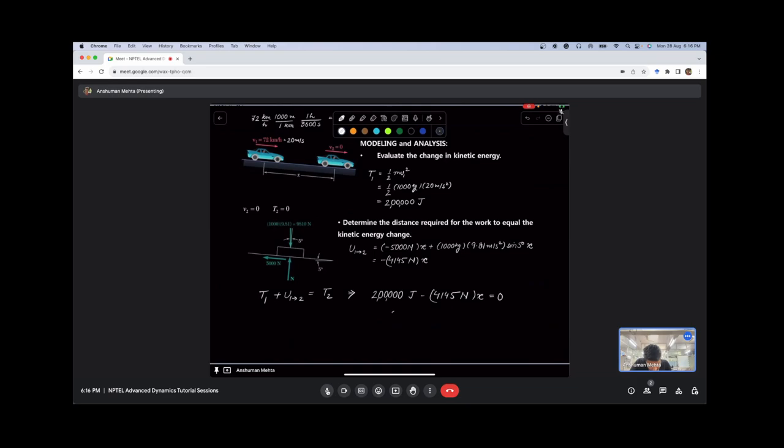So this gives us x is equal to 48.3 meter. So that was the distance required for the work to equal the kinetic energy change.